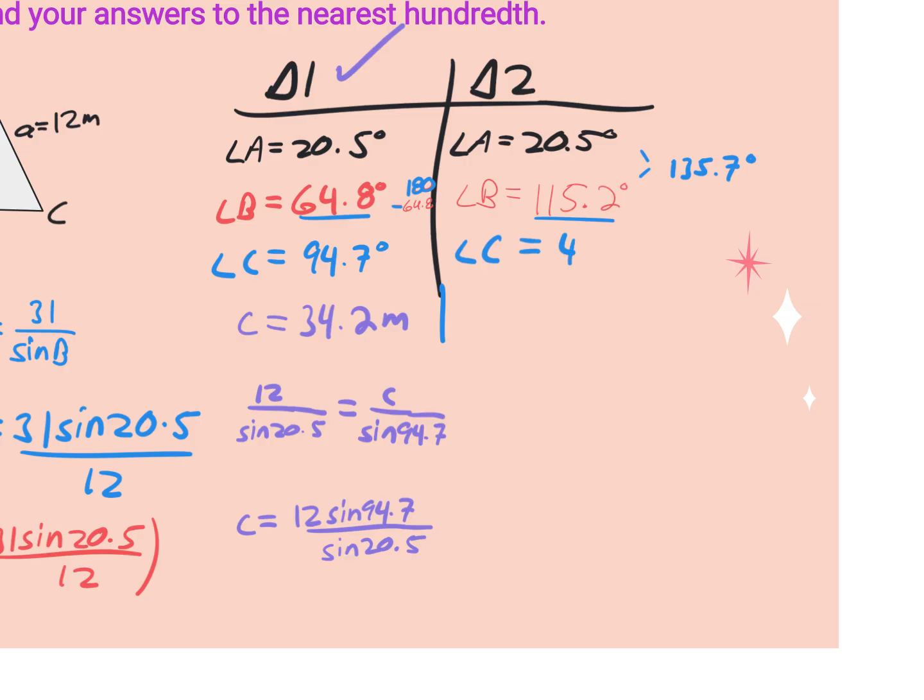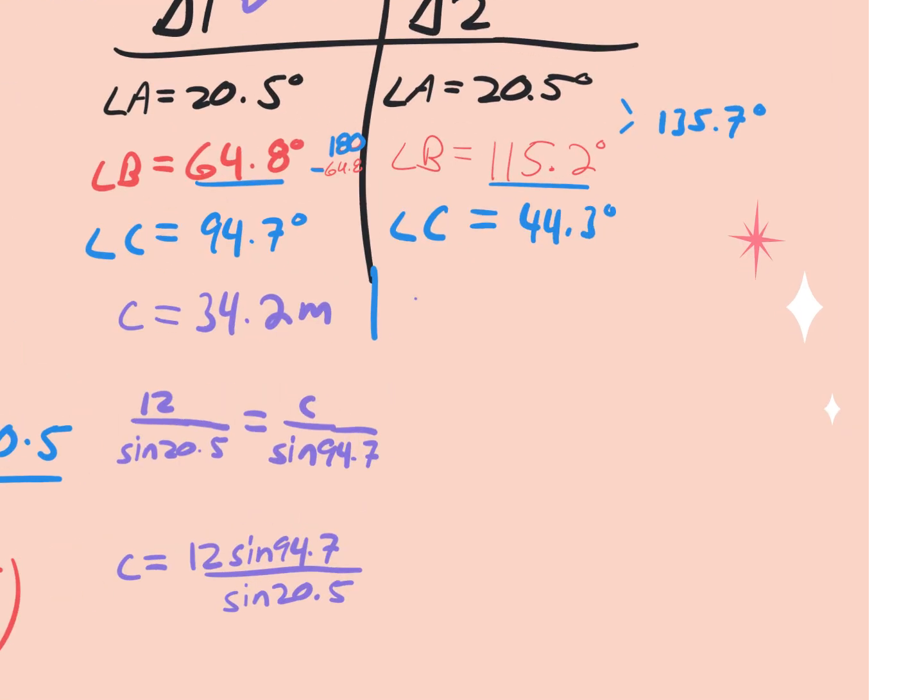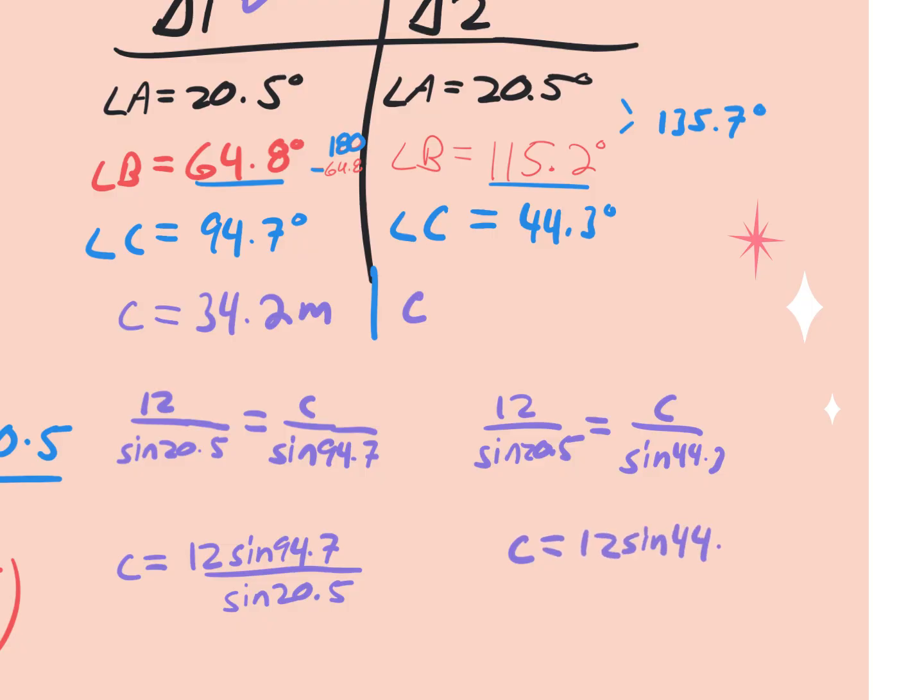Good, right? 44.3. And then we do law of sines again, just using those measurements. So I'm going to do 12 over sine of 20.5. I'm just going to use A equals C over sine of 44.3. So we should get C equals 12 times sine of 44.3 over sine of 20.5. Plug that in your calculator and you should get your answer.